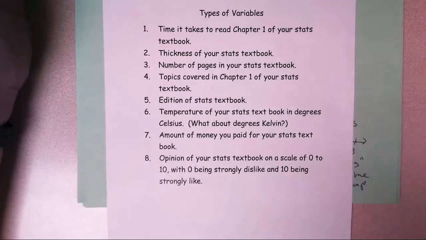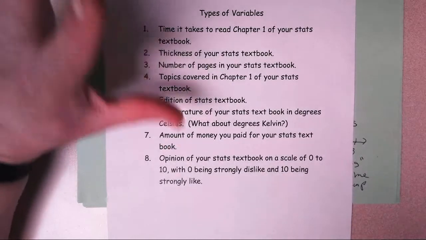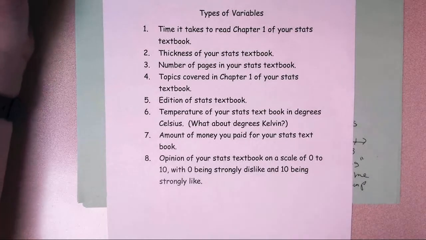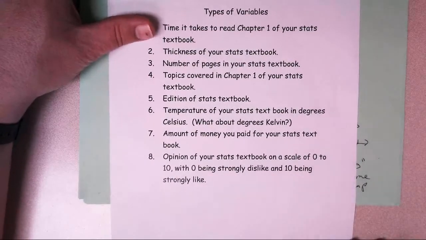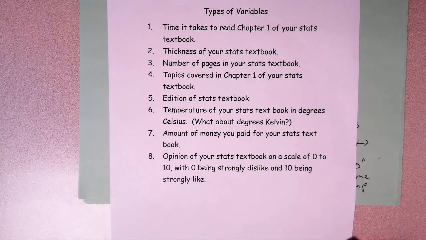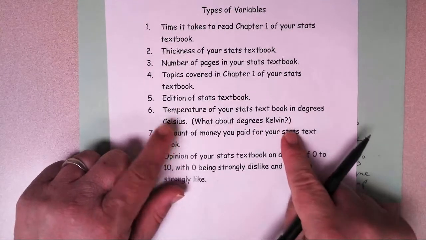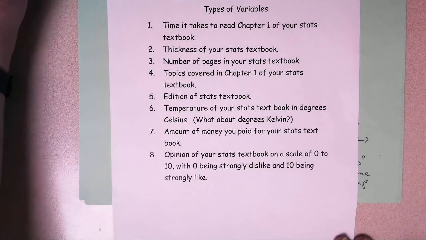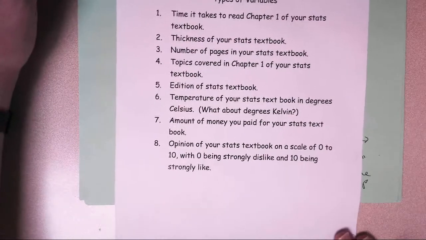Okay, so that one was a little tricky, but edition of stats textbook is qualitative. So what about the temperature of your stats textbook in degrees Celsius? That is continuous. And then it asks, what about degrees Kelvin? That's going to make more sense when we get to the scales of measurement. But in this case, it's still continuous. Temperature is always a continuous quantity. But these have 2 different scales, so the scales of measurement are going to be different. But in either case, they're both continuous.